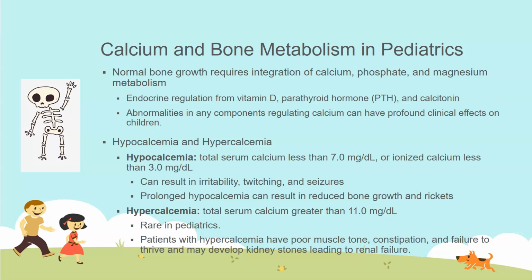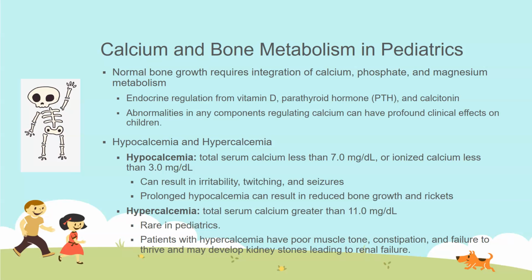And so abnormalities in any components that regulate calcium can have profound clinical effects on children. For example, if they're lacking vitamin D, they can get rickets, where they get the softening of the bone, these bowed legs and so on. And so it's very important for all of those things to be adequate.